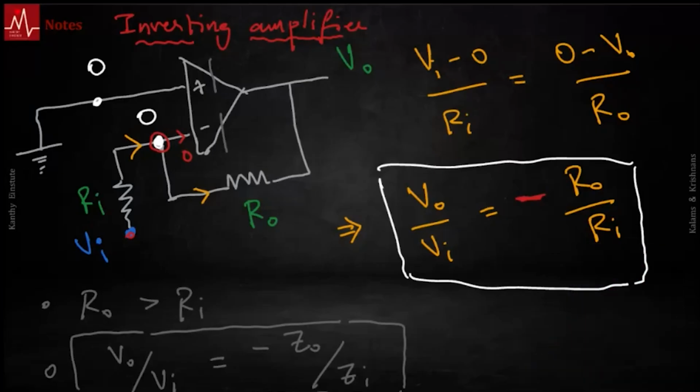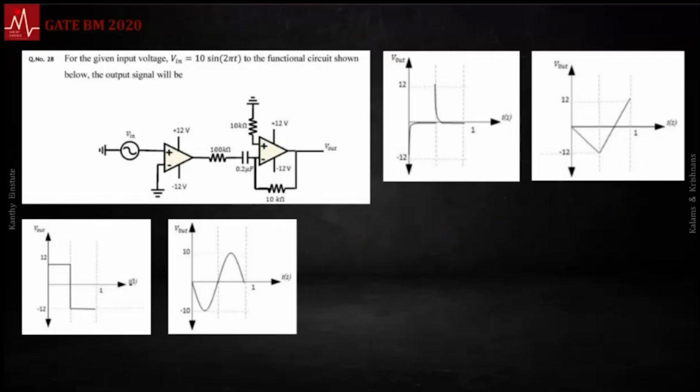With that, let's look at this problem. For the given input voltage, the functional circuit shown below, the output signal will be. There are two parts to this. So the functional unit has two subparts. As far as I can see, there is a subpart 1.